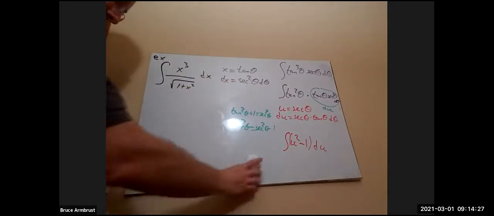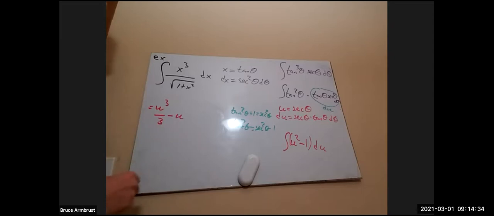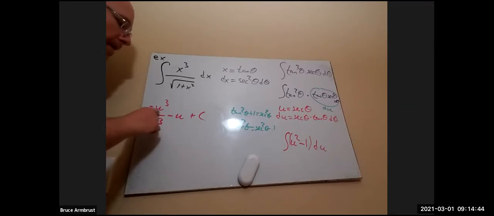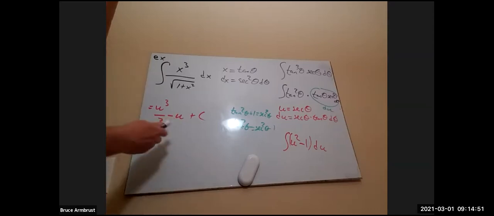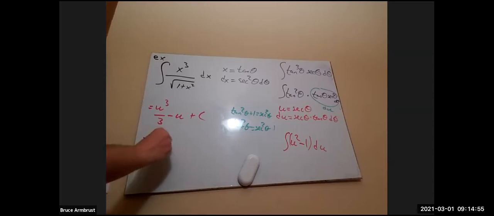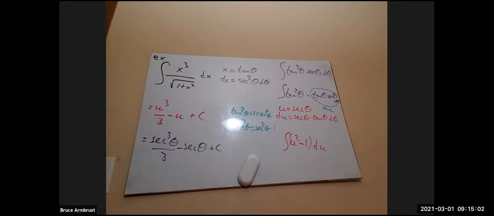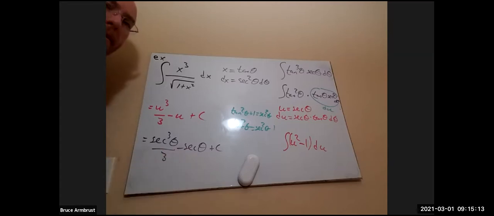If we integrate that, we're going to get u cubed over 3 minus u plus c. But now we get to start substituting back. Remember, u is equal to secant of theta, so we'll go ahead and put that back in. So we're going to get secant cubed over 3 minus secant. So there was one layer of our substitution gone. And now we need to substitute in for secant. But this is where that whole triangle business is going to come in.